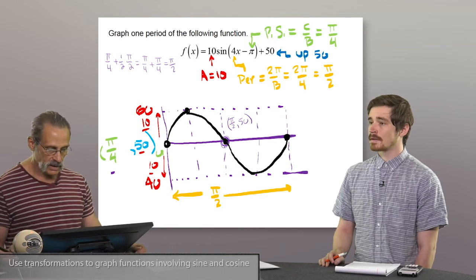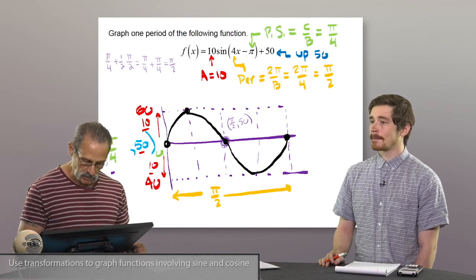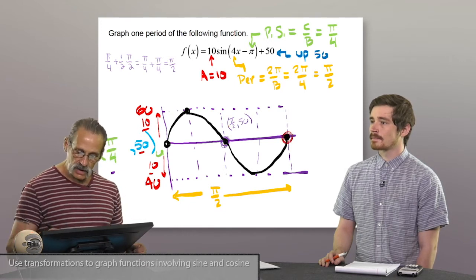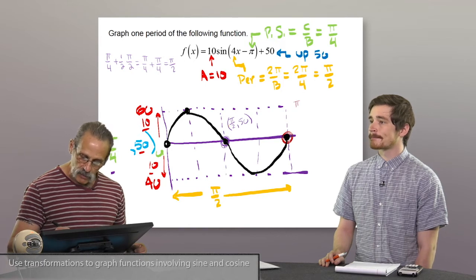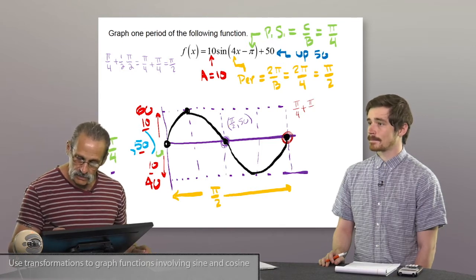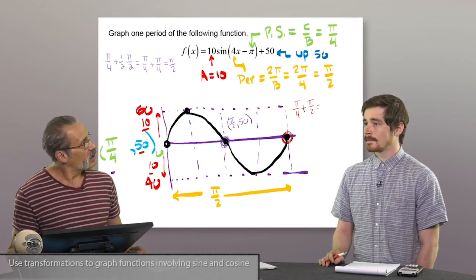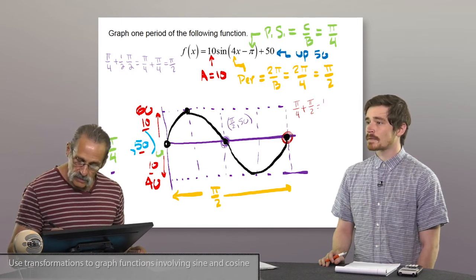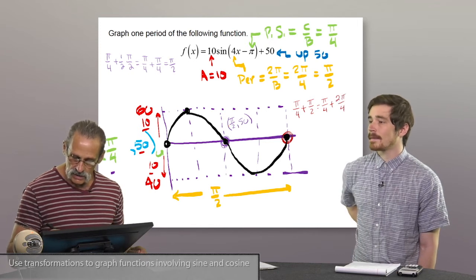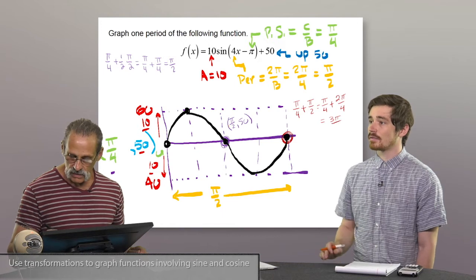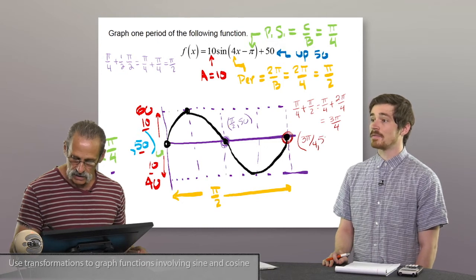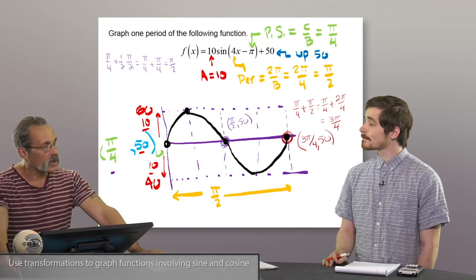Yes, it would. Now the endpoint, I'm going to mark just over here. I was at pi over 4 when I began, and I've moved a horizontal distance of pi over 2. So that value would be pi over 4 plus pi over 2, which is the same as 2 pi over 4 added on, that would be 3 pi over 4. Very good. So there's my coordinates, 3 pi over 4, comma 50. And I have the graph of one period of sine.